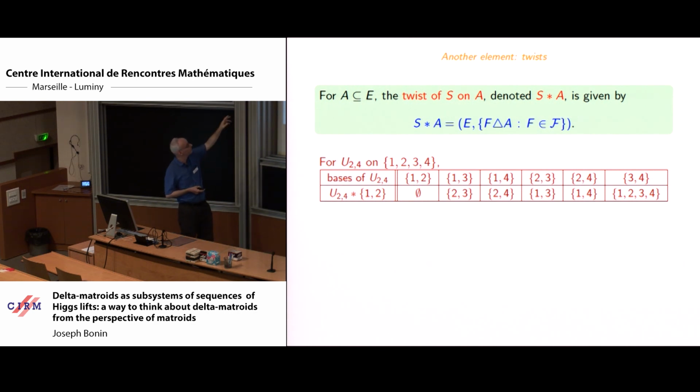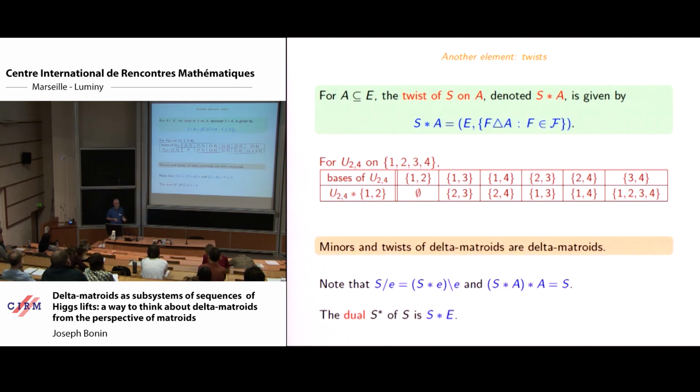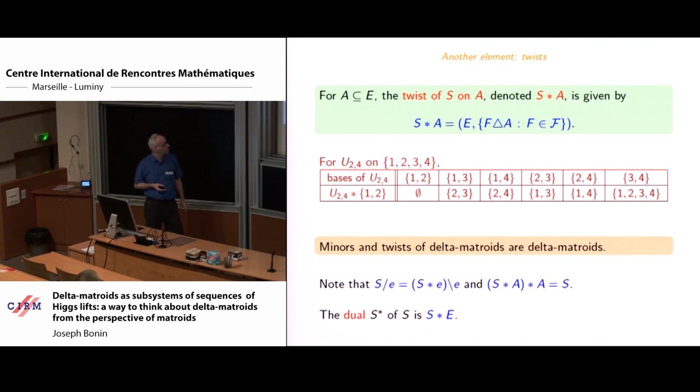So for instance, if you take U24 and you write down its bases, as in the first line there, and you twist by the set 1, 2, then you get the collection of sets on the second line, which you see don't all have the same size, so they're not the bases of a matroid. So partial duals of matroids don't have to be matroids. But minors and twists of delta-matroids are delta-matroids. And this partial dual allows you to relate deletion and contraction. Okay. And it's also an involution.